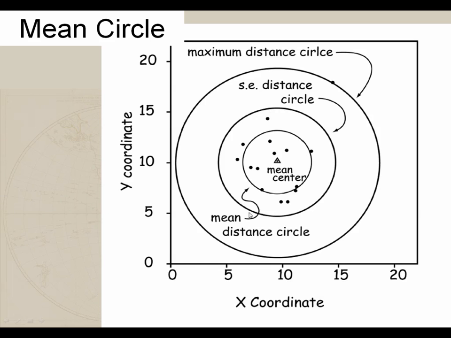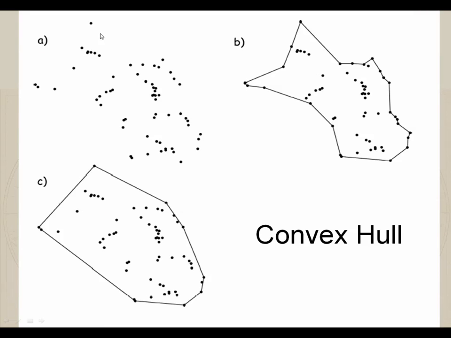And then there'd be obviously the standard deviation or the maximum distance circle. So we average the X and Y points to find the center, and then we average the distance from that center point to create this mean circle. Another way would be to take the observed animal locations and create either a convex hull or a concave hull. The convex hull is the outside dimension with angles less than 180 degrees. The convex is far more common.